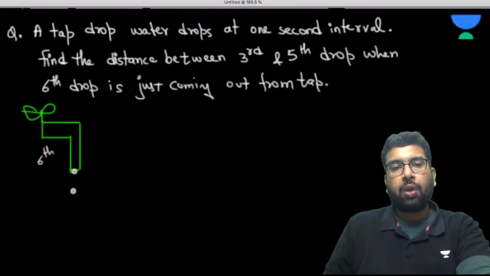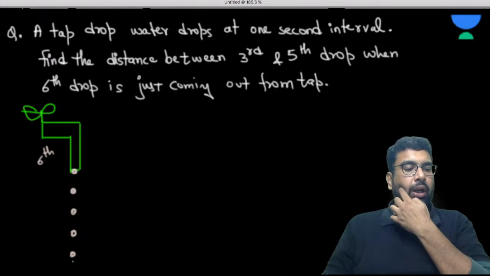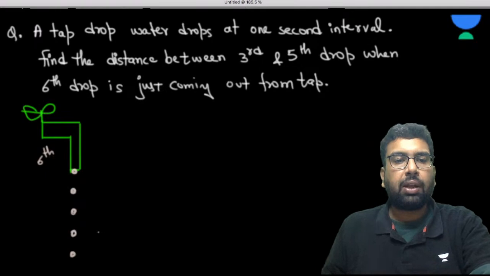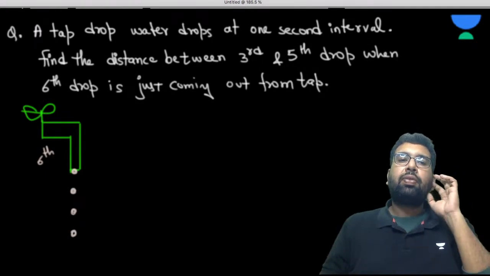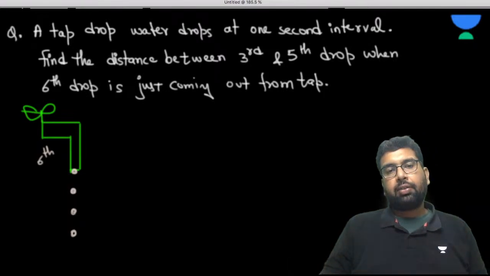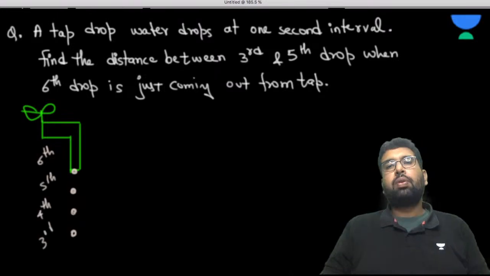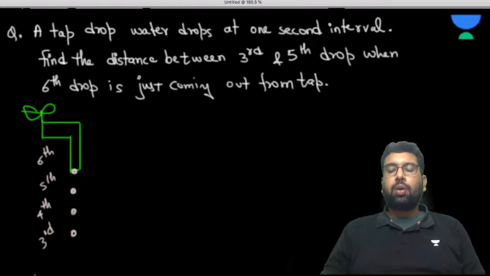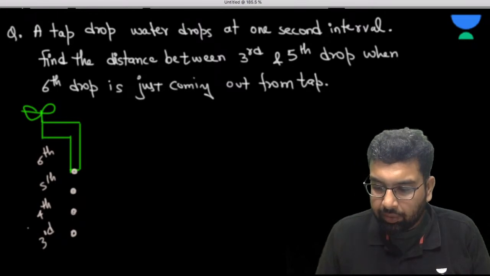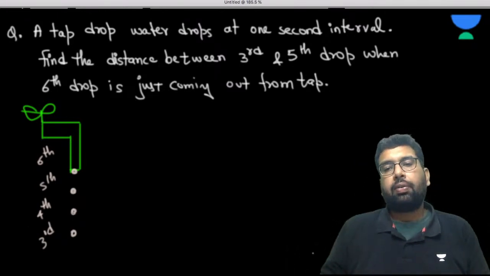This would be the fifth drop. This would be the fourth drop. This would be the third. So this is the sixth, fifth, fourth, and this one must be the third drop. Do you agree or not? Please answer me. Isn't it? Yes or no? Okay, wonderful.